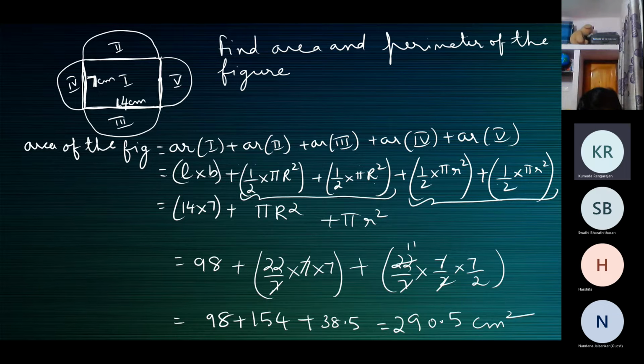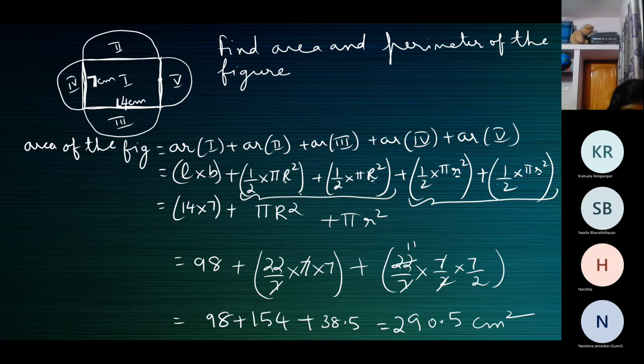So basically, there are two different values for r. For 2 and 3, the radius is 7 centimeters. For 4 and 5, the radius is 7 by 2 centimeters. So for 7 centimeters, I've taken the radius as capital R, and for 7 by 2, I've taken it as small r. Okay, ma'am. Now, the second step should be clear to you. Yes, ma'am, because it is half pi r square everywhere for the 4 semicircles.